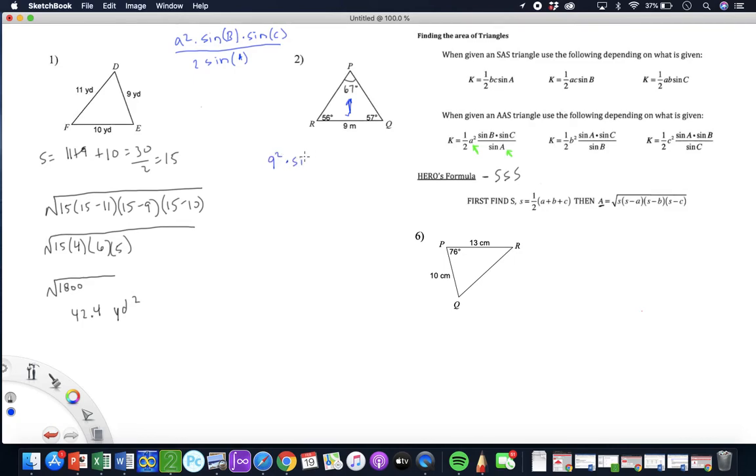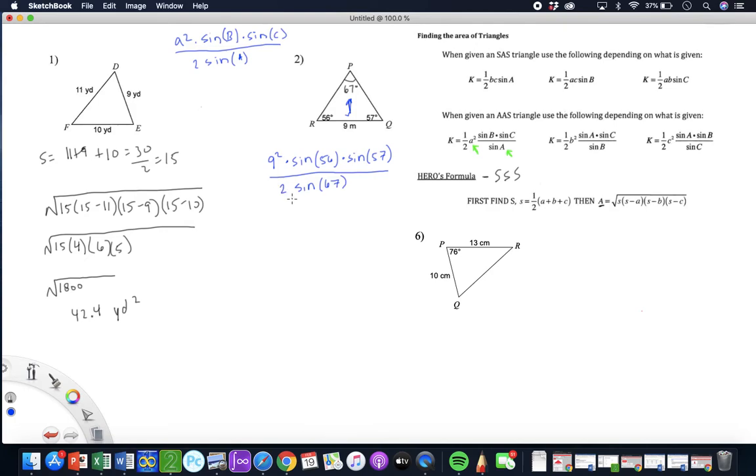times sine, and I can pick either one. It doesn't matter which one I have where, times sine 57, all over 2 times, and this is where it's important. It does have to be particular, all right? This has to be sine 67 on the bottom. I cannot just throw it willy-nilly with which angle I put on the bottom.